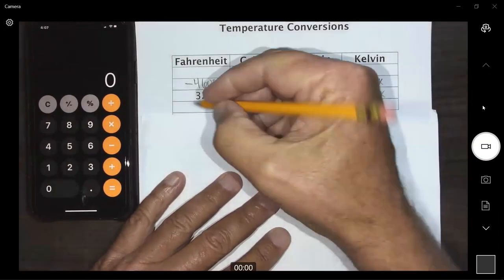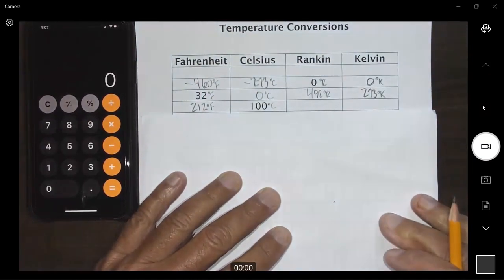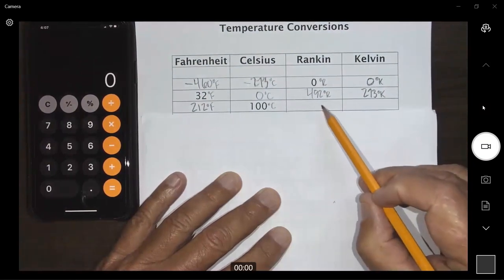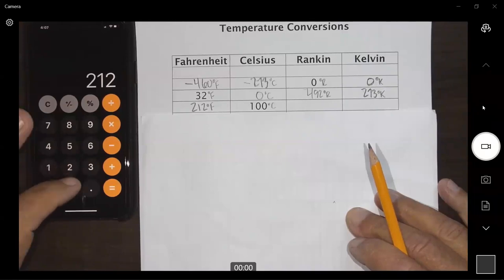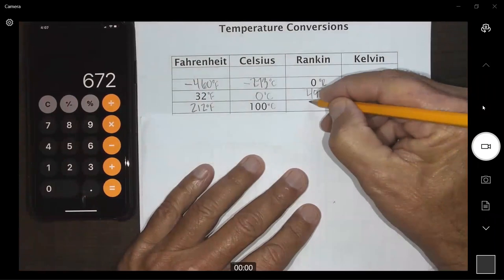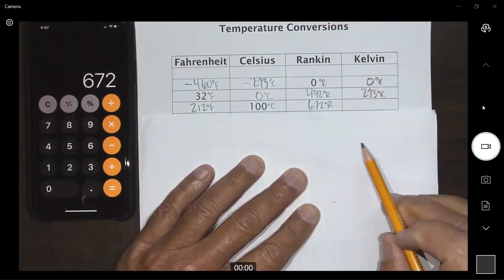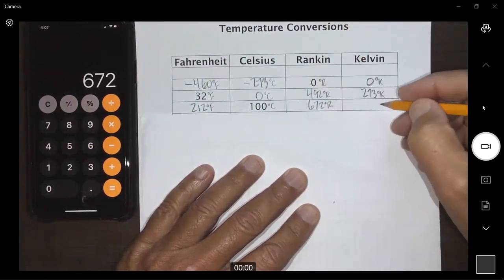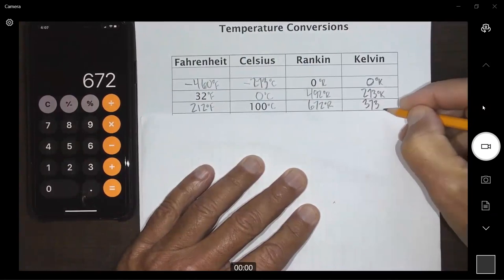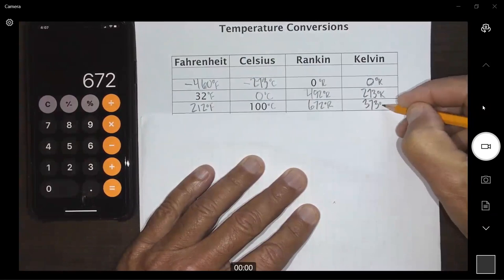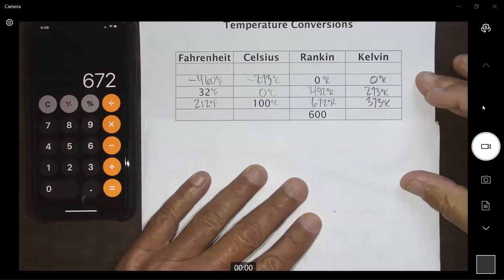Right off the bat, I should know that 100 and 212 are the same. Boiling point. Now I just do the plus. So Rankine is Fahrenheit plus 460. Celsius to Kelvin, Celsius plus 273. Don't even need a calculator for that, plus 100. There we go. Rankine to Fahrenheit equals Rankine minus 460. 600 minus 460.